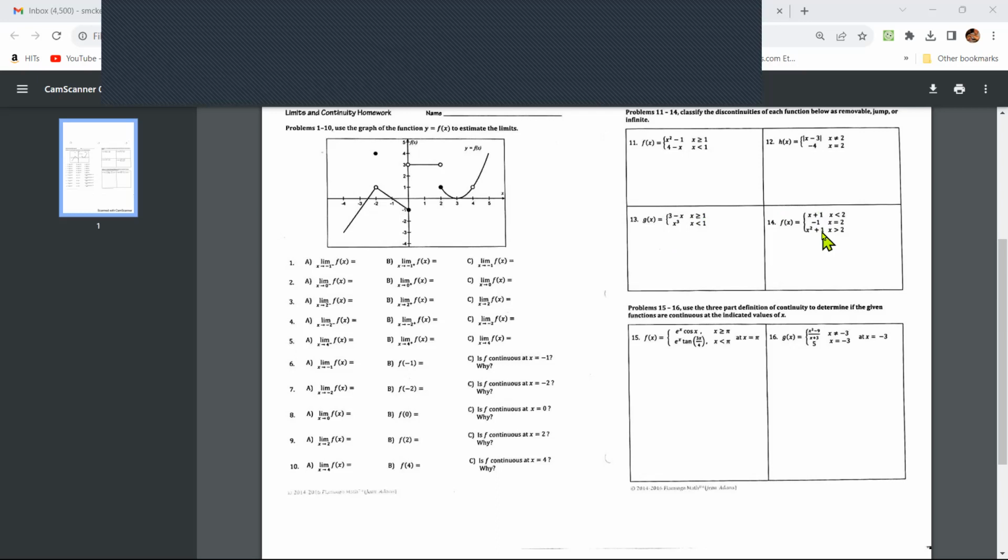Now, if you look at 14, there's 3 parts to this function. Do you think there's probably a removable? Probably on 14, my guess is it's removable at some point. Probably a removable and a jump, maybe? Probably, but you'd have to graph it to find out.